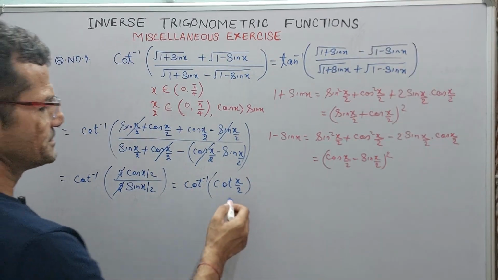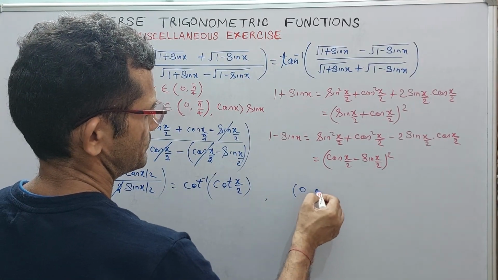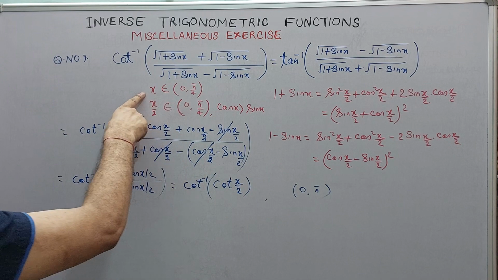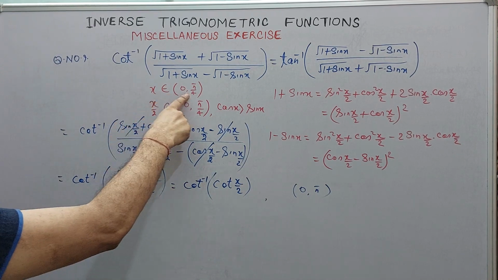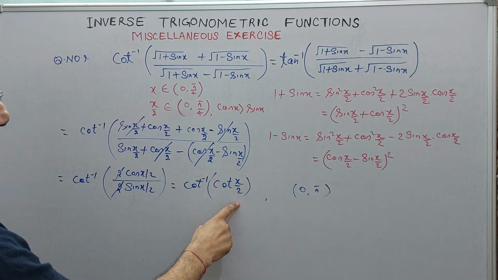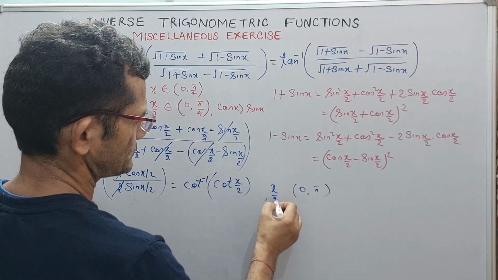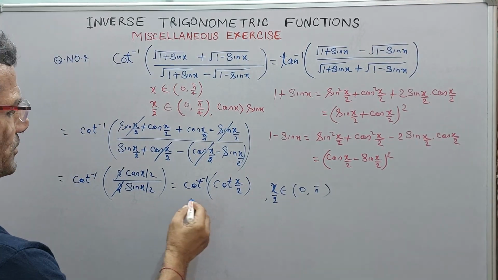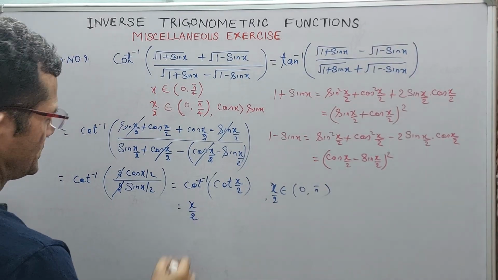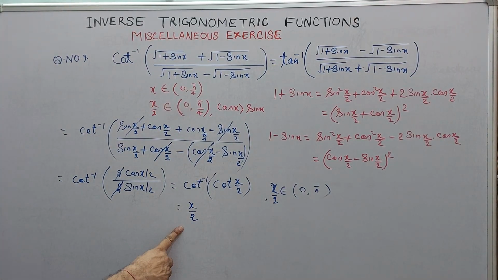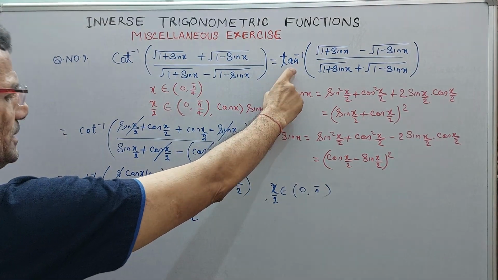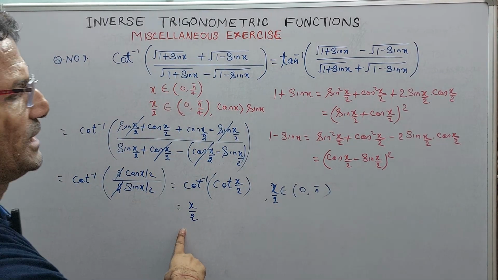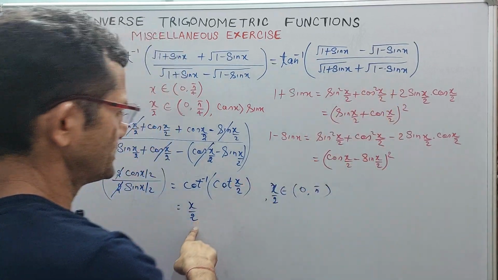The principal value branch of cot inverse is 0 to pi. So this angle x by 2: definitely if x belongs to 0 to pi by 2, x upon 2 also belongs to 0 to pi by 2. So this x by 2 belongs to this open interval 0 to pi. Therefore we can replace cot inverse cot with x by 2. So finally the answer is x by 2. The simplified value of this expression will be x by 2. Likewise, we can utilize this also, and it has the same value.